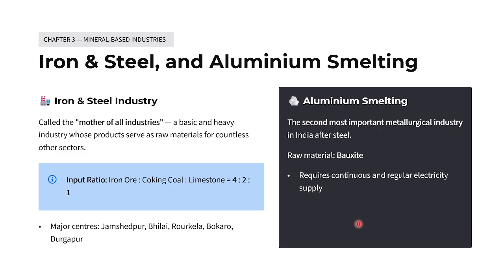Then it comes to aluminium smelting. This is the second most important metallurgical industry in India after steel. So what is the raw material used in aluminium smelting? It requires bauxite. Continuous and regular electricity is also required. This is about iron and steel and aluminium smelting. So these are mineral-based industries.